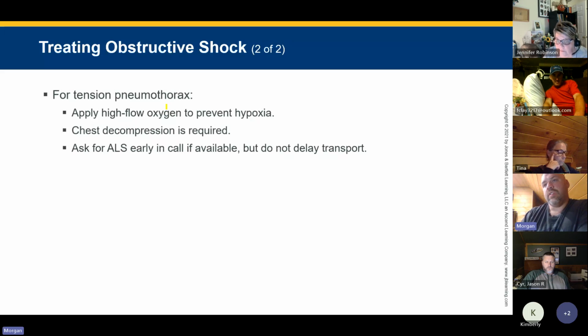Again, tension pneumothorax: high flow oxygen. Did they talk about using a BVM on pneumothorax at all? No. It's not the best idea because it blows air in and just pushes it more. So high flow oxygen and chest decompression, so ALS or get to the ER.